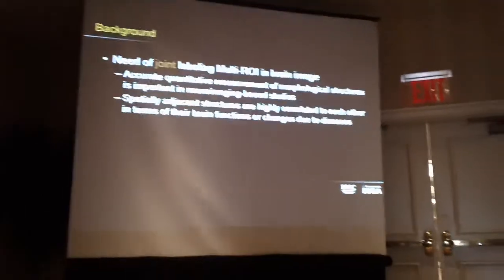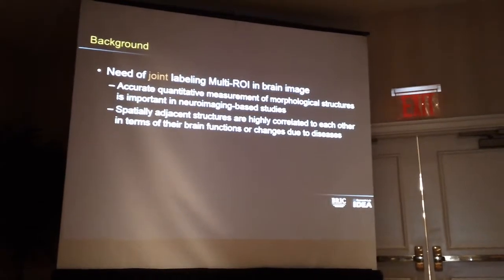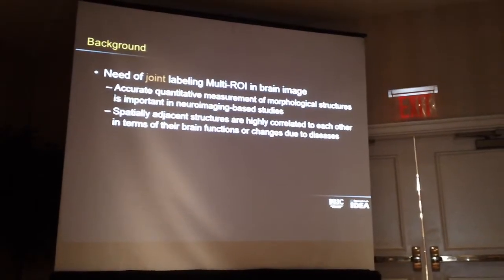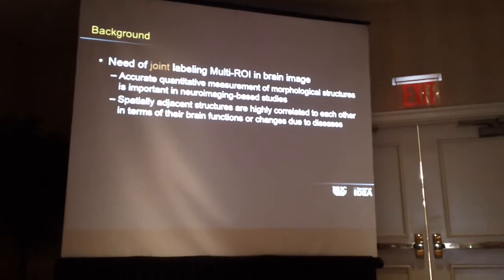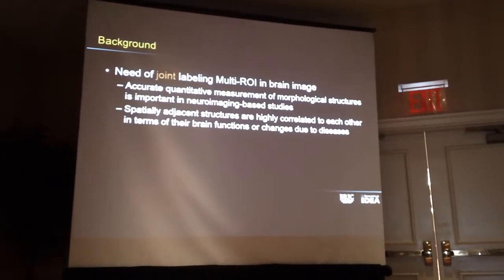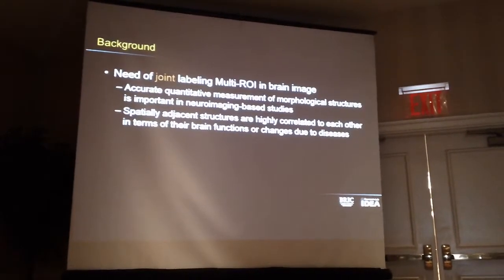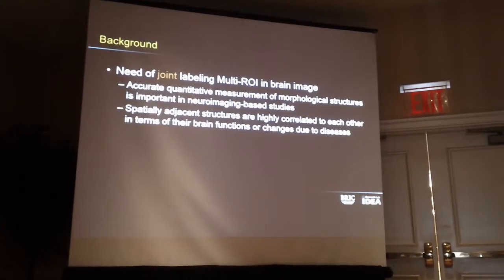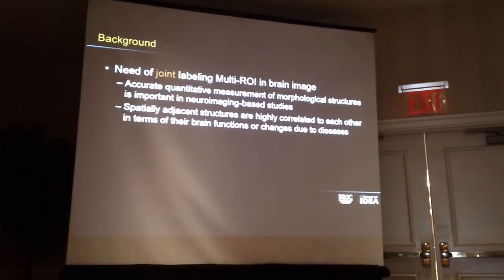ROI labeling in brain images is very necessary because accurate quantitative measurement of morphological structures is important in neural image-based studies. And we want to label multiple ROIs jointly because spatially adjacent structures are highly correlated to each other in terms of their brain functions or changes due to the disease.